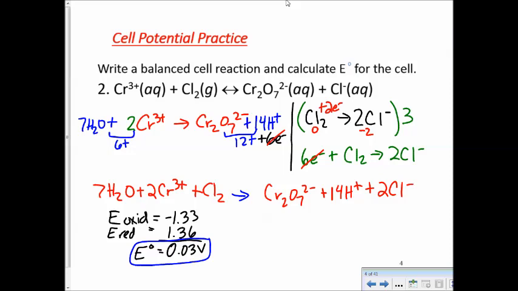Okay, so that one's kind of a long one. You do have an exchange of 6 electrons over here on the left-hand side. Easy to miss because you have to double the chromiums, and then you have to count that as plus 6 on that side. And then over here on the right, you have to double the chlorides, and then you have to multiply the whole thing by 3 so that you get 6 electrons to cancel.